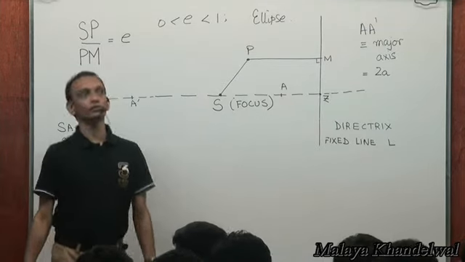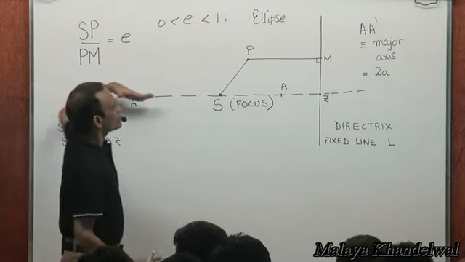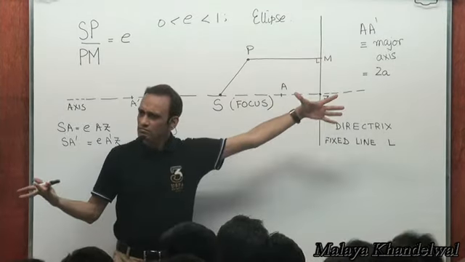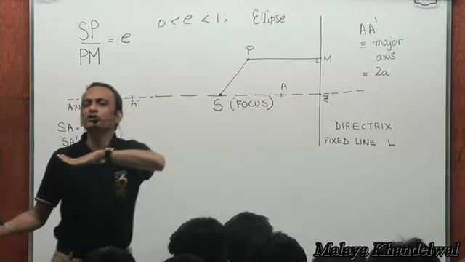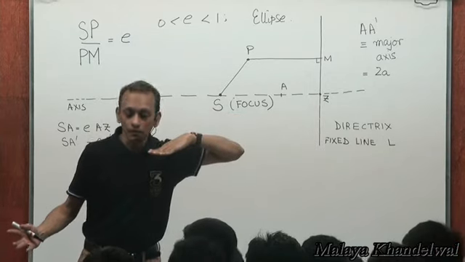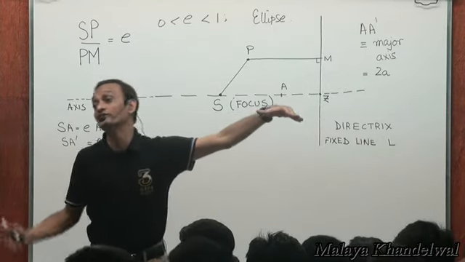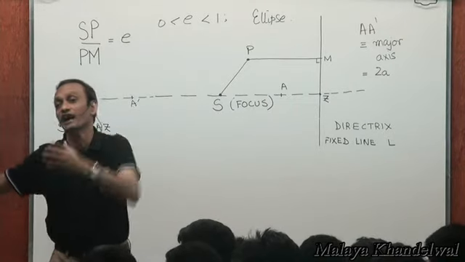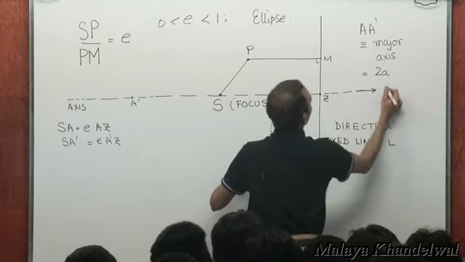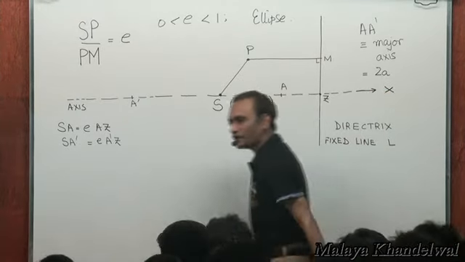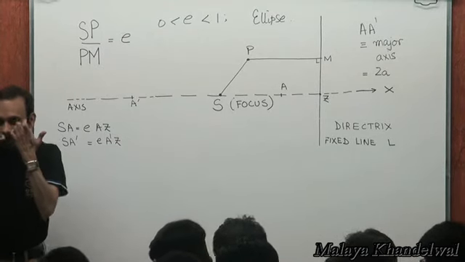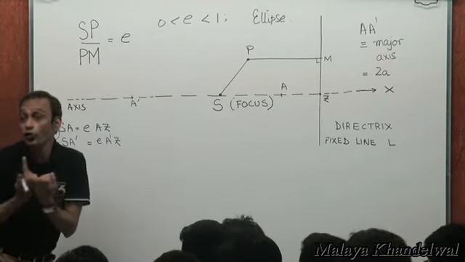Now, what we do is, let me choose the x-axis aligned with the major axis. There's no loss of generality if I did that. Let me choose the x-axis aligned with the axis of the ellipse. Therefore, let this be the choice of our x-axis. The axis of the ellipse as the x-axis, right? Next, we need the origin.